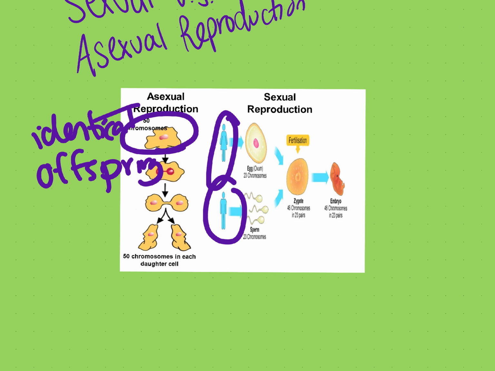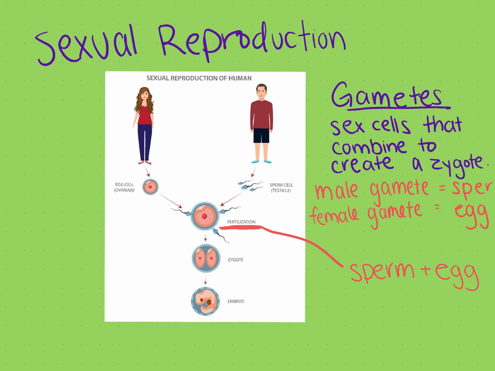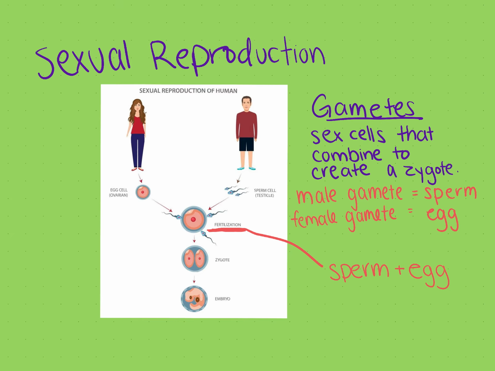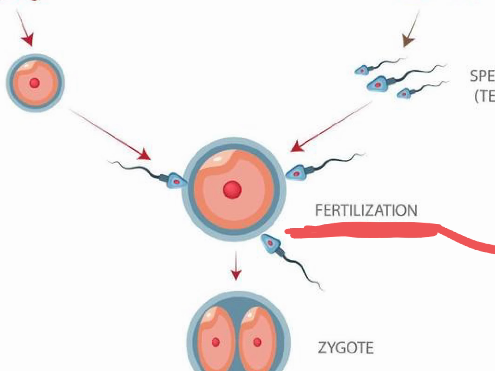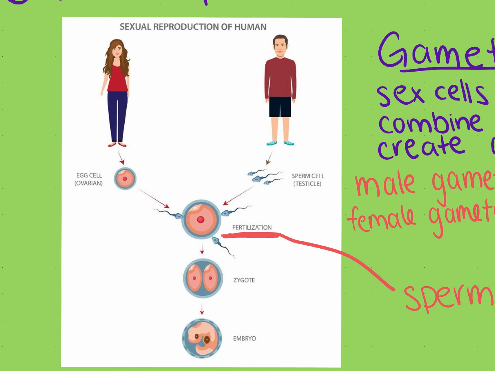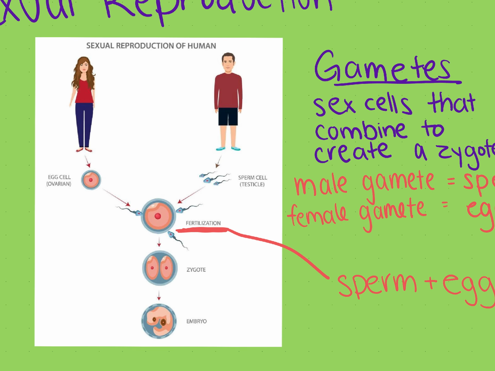and different traits. So sexual reproduction happens when two sex cells combine to create a zygote. That process is called fertilization. When we say sex cells, another word for that is gametes, and that is the sperm cell and the egg cell. So when one egg cell and a sperm cell come together during fertilization, it creates a zygote, and that zygote then develops into an embryo, eventually a fetus, and then it's officially an offspring.